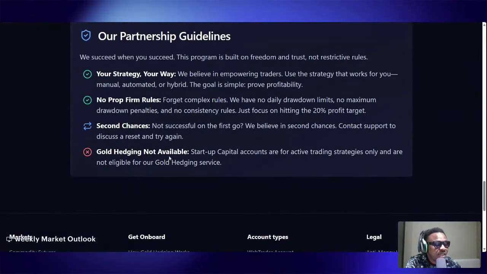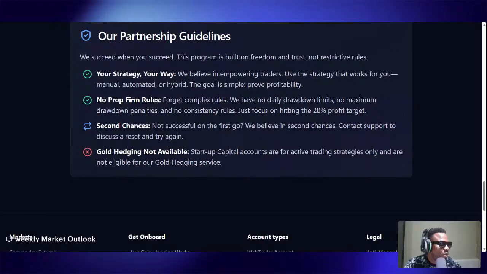Now, no gold hedging. Gold hedging is not available on the startup capital. You know that GFT Ava is the platform that allows you to hedge your asset class with gold, which also prevents you from losing your entire capital. So those of you using GFT, I know that you can trade automatically with them, and they can hedge your account with physical gold.